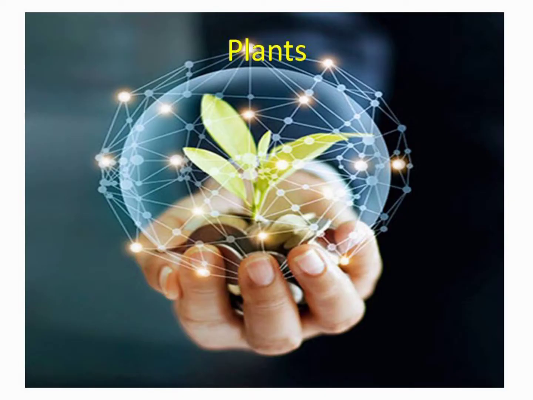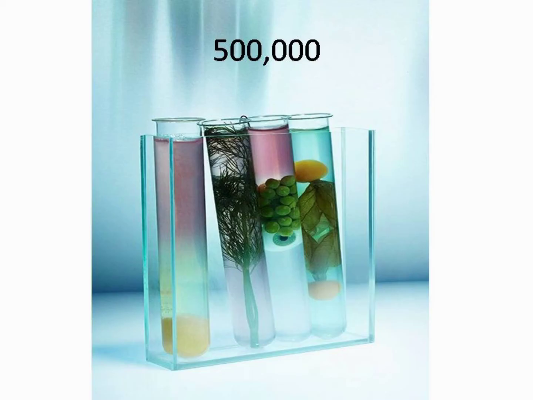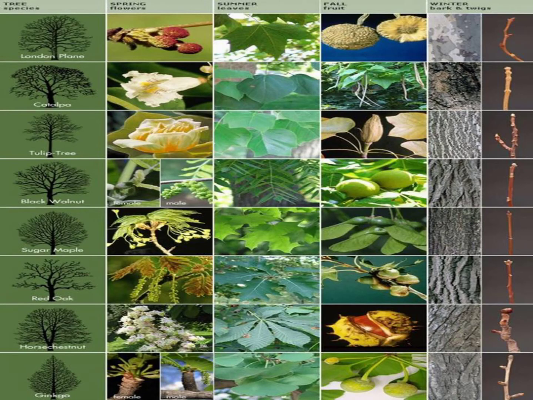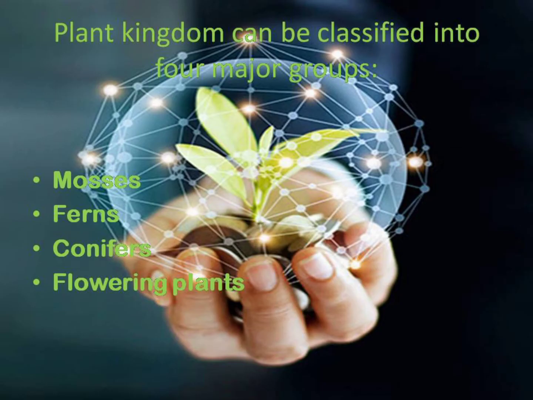Plants are extremely complex and diverse. There are thousands of species. In fact, there are probably somewhere around 500,000 different species, and these are just the ones we know about. There are no doubt many more that haven't been discovered yet. In order to continue studying these plant species, we need to organize them into different groups. This is known as plant classification. The plant kingdom can be classified into 4 major groups: mosses, ferns, conifers, and flowering plants.